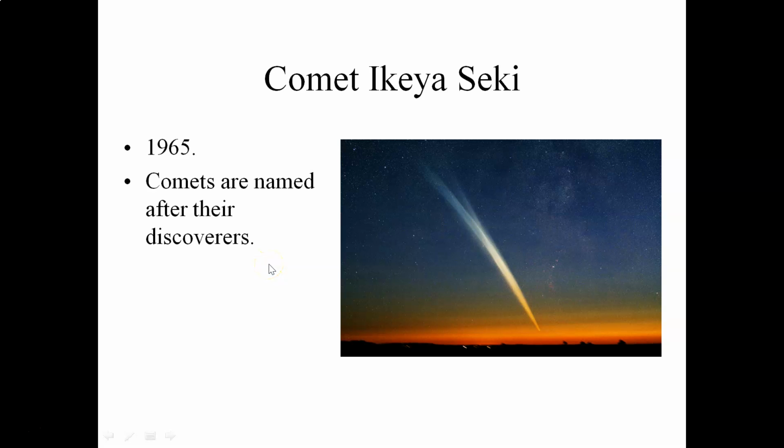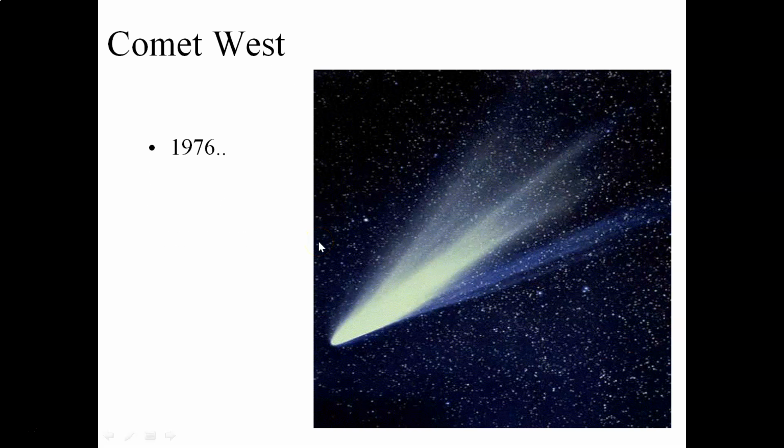Here's another famous comet from the 1960s with an extremely long tail. Once again, it's named after its discoverer or discoverers, like so. This is Comet Hyakutake. Here's another nice comet from the 1970s, Comet West. You can see in this very nicely detailed photograph, very clearly the ion tail, like so, and then the dust tail here off to the side.